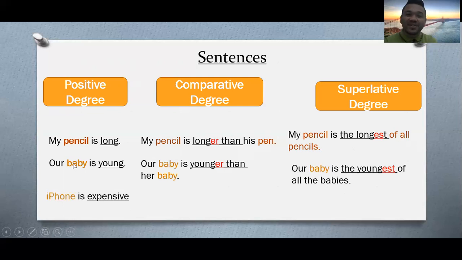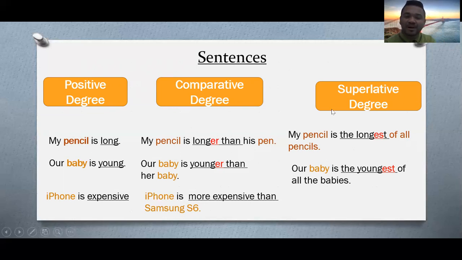iPhone is expensive. So how many syllables are there in expensive? Expensive. So three syllables. So here you have to say iPhone is more expensive. Again, why more? Because expensive has three syllables. iPhone is more expensive than Samsung S6. So there are two nouns being compared here, iPhone and Samsung S6. And we have to have the word more because expensive has three syllables.